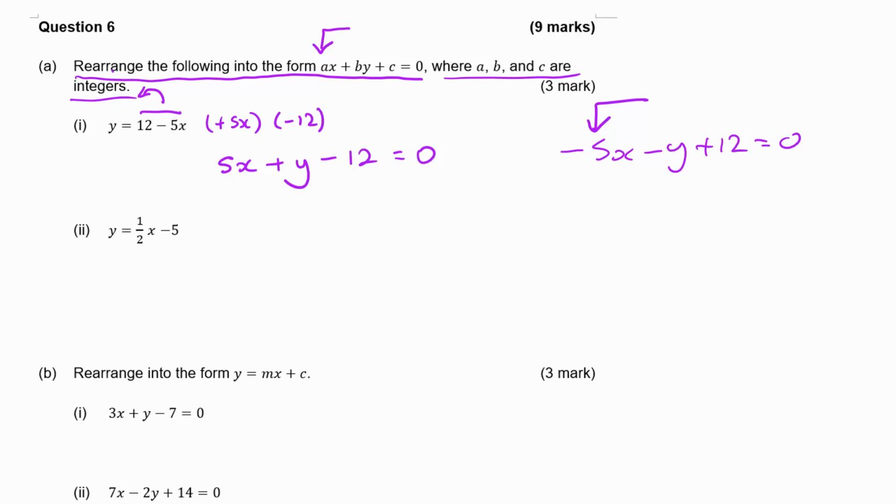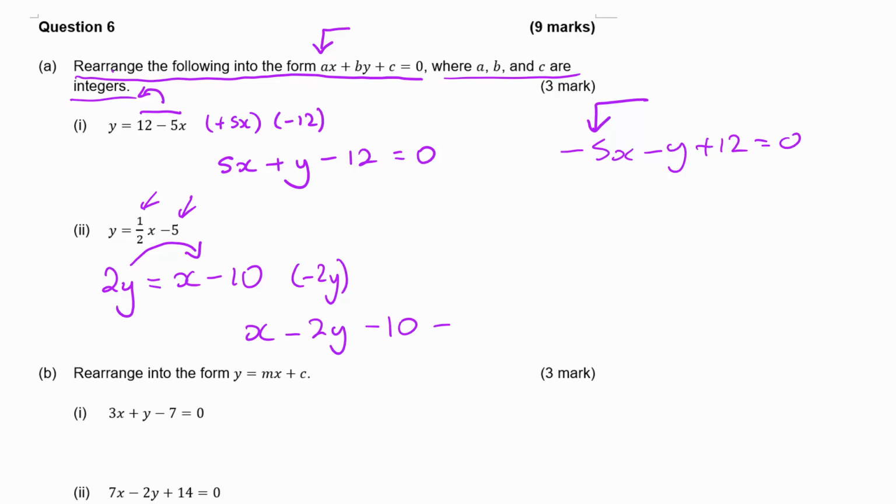For the next one, the first thing we need to do is deal with this half. If we multiply everything by 2, then we'll have all integer coefficients. So we'll have 2y. Doubling the half x would give us x, but don't forget we have to multiply this 5 as well, so we'll have minus 10. And then probably the best thing here is to get the y onto this side, which we can do by subtracting 2y. And then we'll have x minus 2y, take away 10 equals 0. But note, negative x plus 2y plus 10 equals 0 would be equally acceptable.